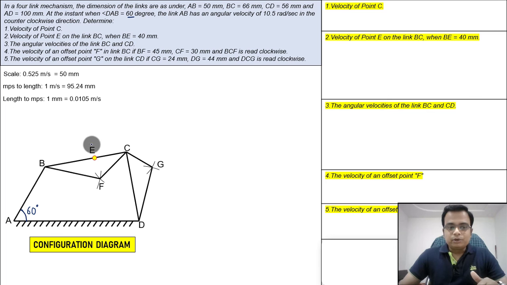Now, what we need to do is recreate this on your plain sheet of paper, and I'll show you how this can be recreated very quickly. And then corresponding to that, we also need to make its velocity diagram, right?